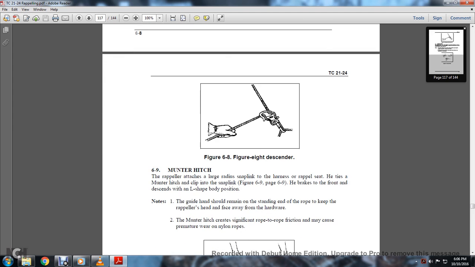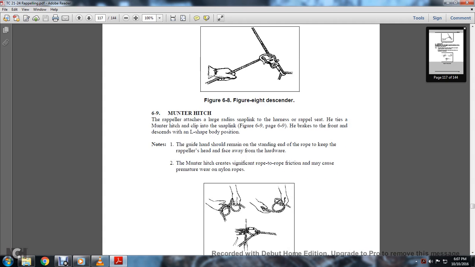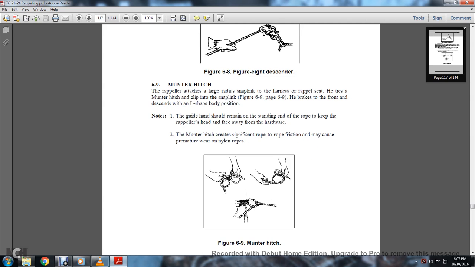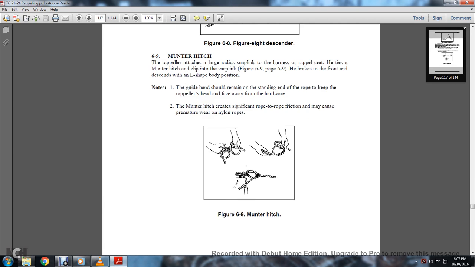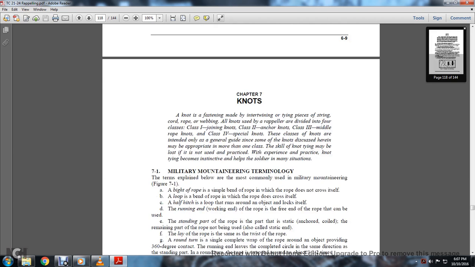Figure 6-9 shows the Munter hitch. The rappeller attaches a large radius snap link to the harness rappel seat. He ties the Munter hitch and clips it into the snap link. He braces his feet to the front and descends in an L-shaped body position. Note that the guide hand should remain on the standing end of the rope to keep the rappeller's head facing away from the hardware. The Munter hitch creates significant rope-to-rope friction and may cause premature wear on the nylon. This shows the Munter hitch. Chapter 7, knots.